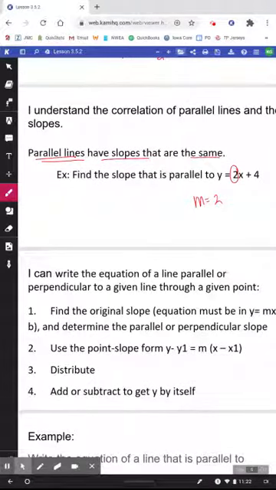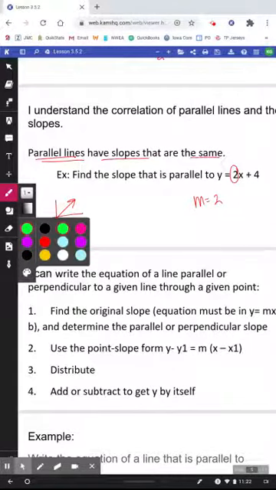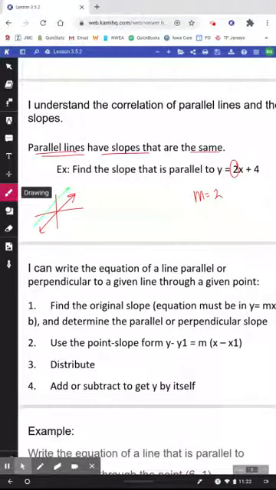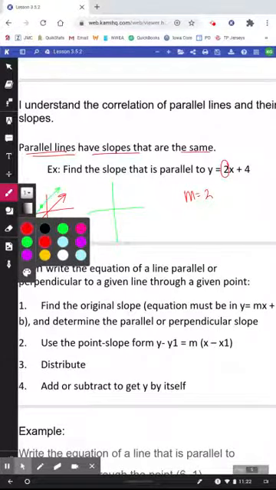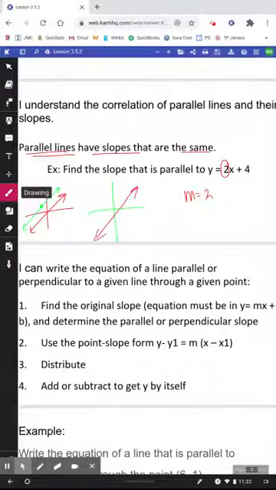I can write the equation of a line parallel or perpendicular to a given line and through a given point. So basically what's going to happen here is they're going to give us the graph of a line, and then they're going to say, find the equation of a line that is parallel to this line, but goes through that point. Or they're going to give us the line, and they're going to say, find a line that is perpendicular to that line that goes through this certain point.